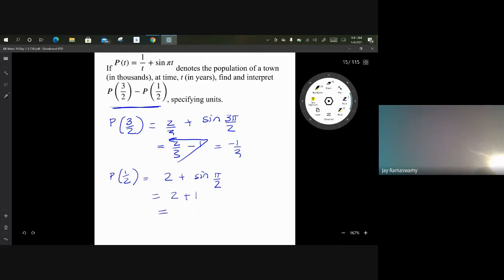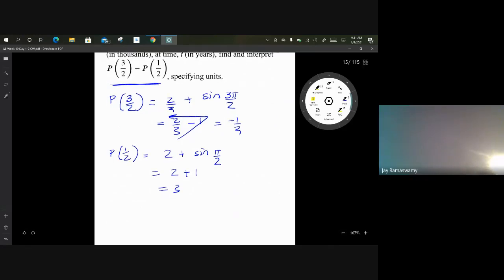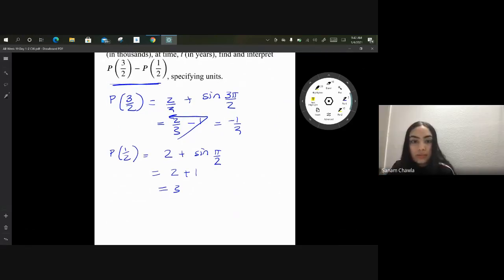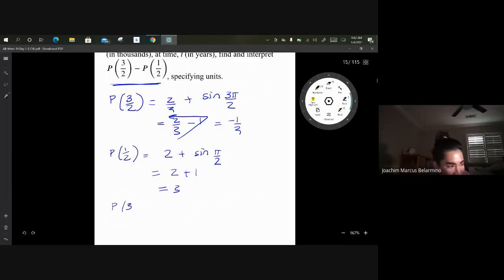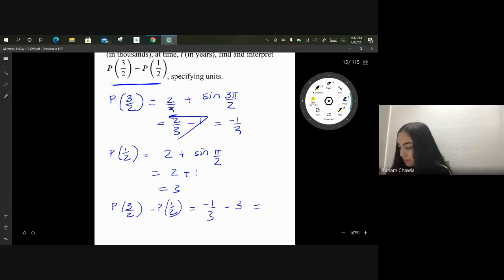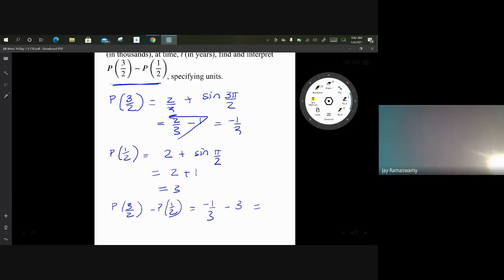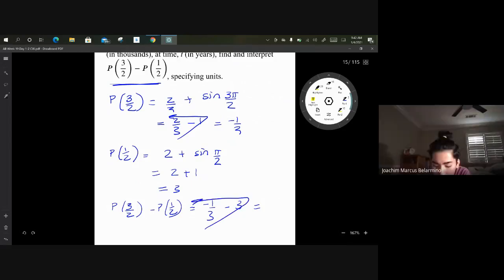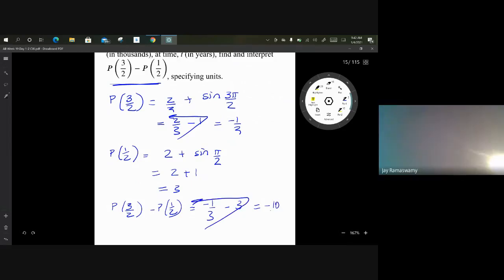So what does it become? 3. What do we do last step? Read the question. What do we do with these 2 guys? Subtract. So show the left-hand side: P of 3/2 minus P of 1/2. Is that just -1/3 minus 3? Yes. Can we use the fraction trick? Use it. Tell me what you get. Negative 10 over 3.